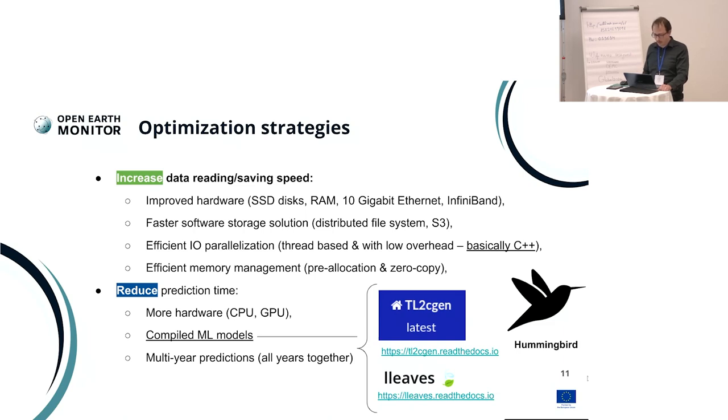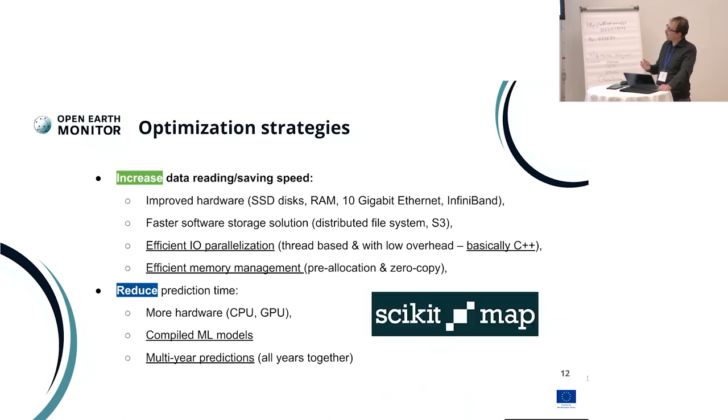So there are other solutions, but these are the ones that I would recommend, because I tested the three of them. And what we are trying to do in scikit-map, we are actually working hard to tackle these problems, right? So implement efficient I/O parallelization, basically going into C++ to do that, efficient memory management in a transparent way, and so where we can develop and implement the pipeline.